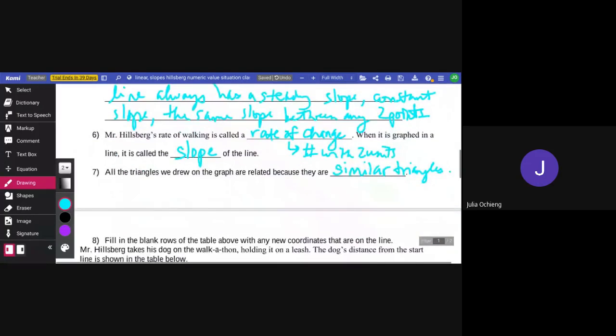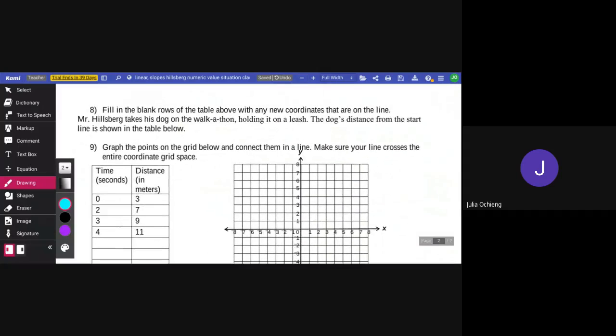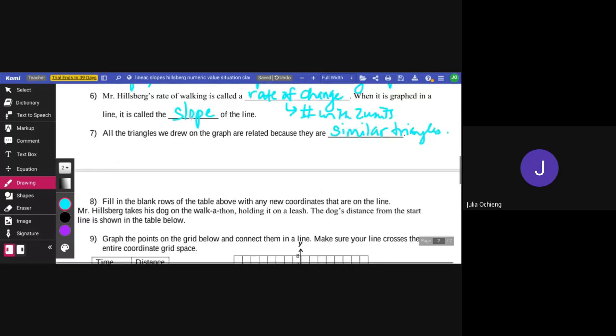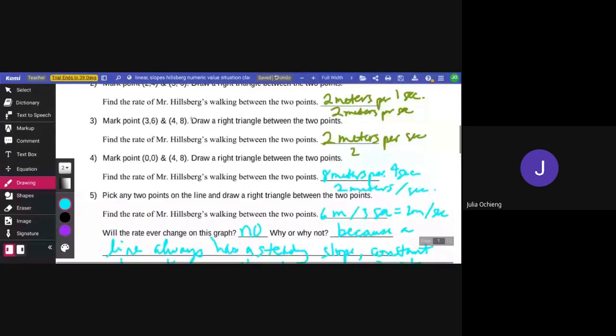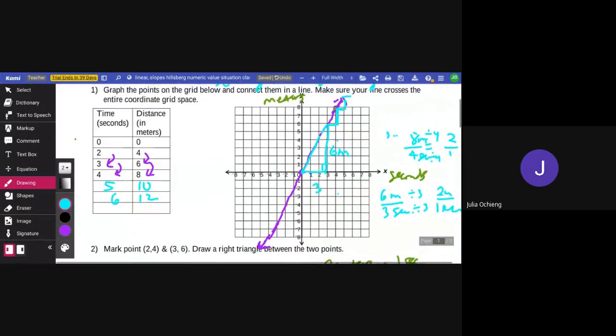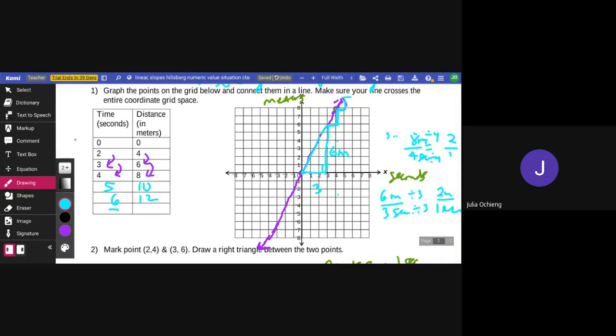Okay. Number 8, fill in the blank rows of the table above with any new coordinates that are on the line. Mr. Hillsberg, which we did do. So we filled this in with any new coordinates. So if I went up to 7, you would go up by the same rate. So the table would go up by 2 for every 1 second. Okay. Notice that this doesn't go up by 2. This goes up by 4.